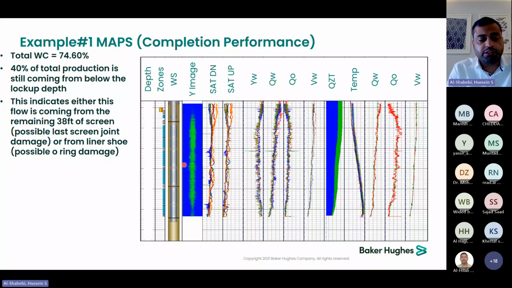Now I'll start with the examples. The first example that we will have is for MAPS. This is to highlight the completion damage. In this well, we have screens isolated by packers in compartments. And the objective is to get the flow profile and identify the water entry.